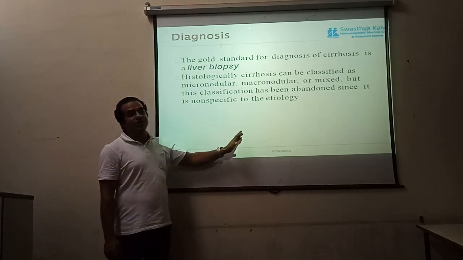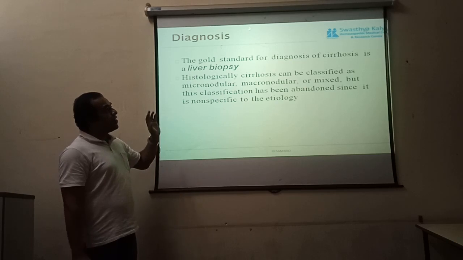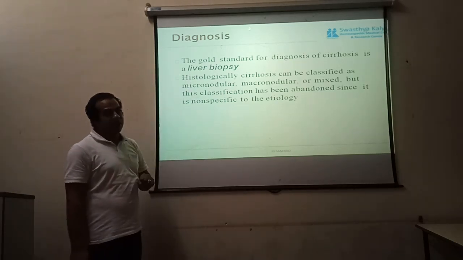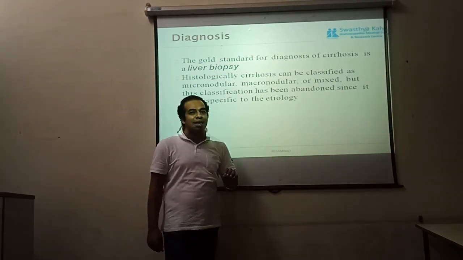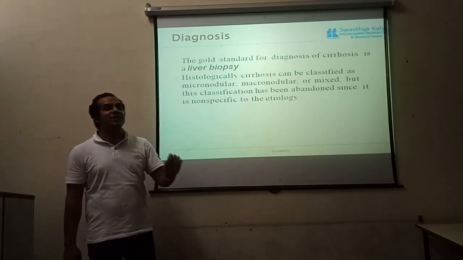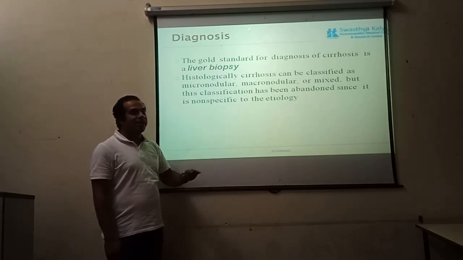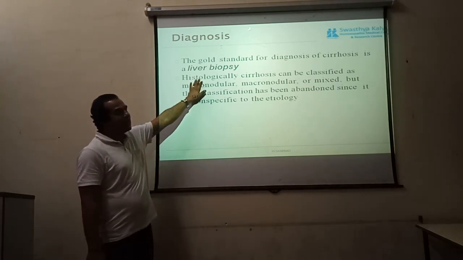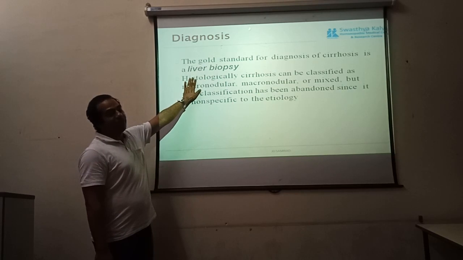Now we come to the diagnostic part. The gold standard of diagnosis of liver cirrhosis is liver biopsy. The gold standard means it is the confirmatory test which will give you a thorough knowledge of whether the liver is suffering from liver cirrhosis or not. Other tests can only be indicative of liver cirrhosis, but liver biopsy will give you 100% confirmation that it is liver cirrhosis.